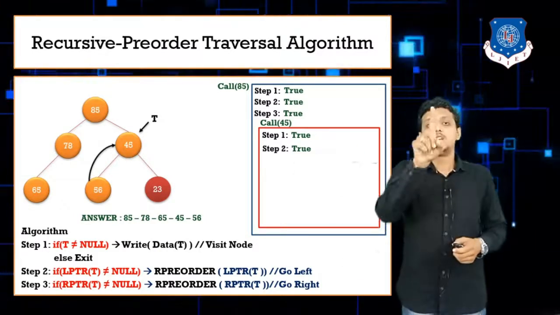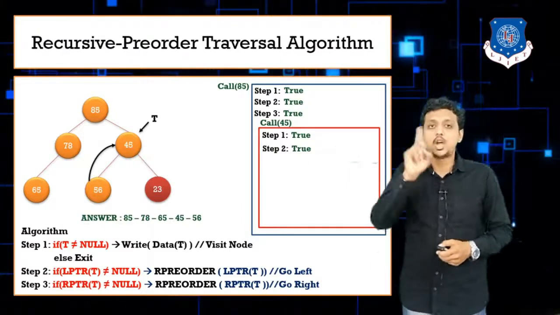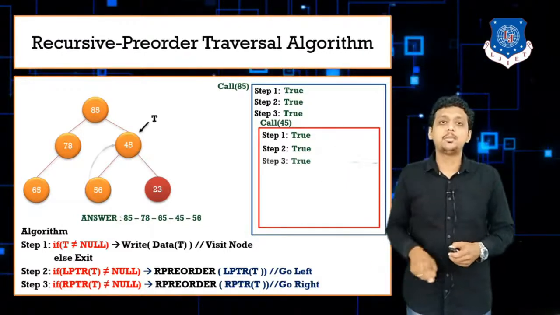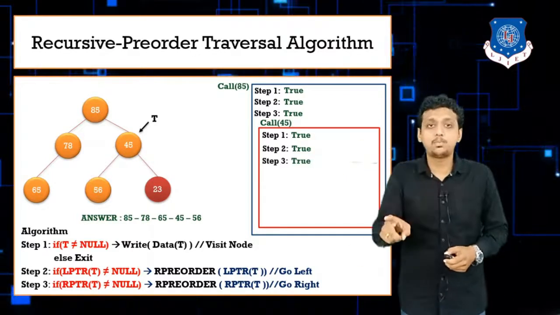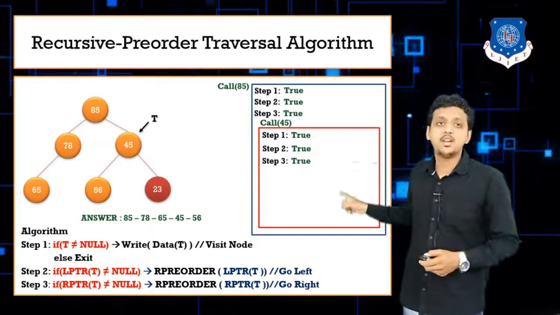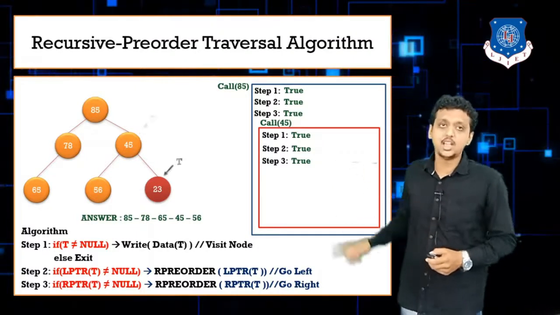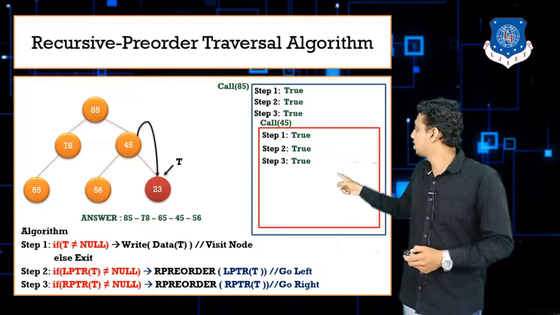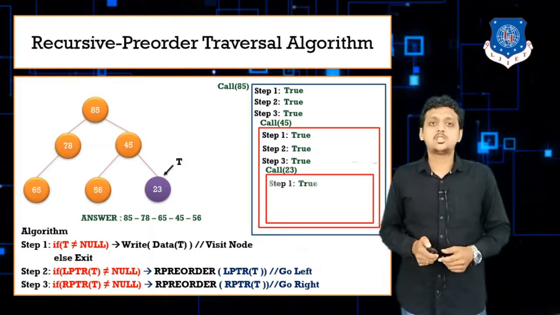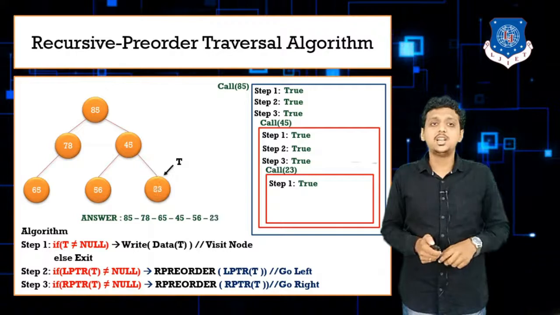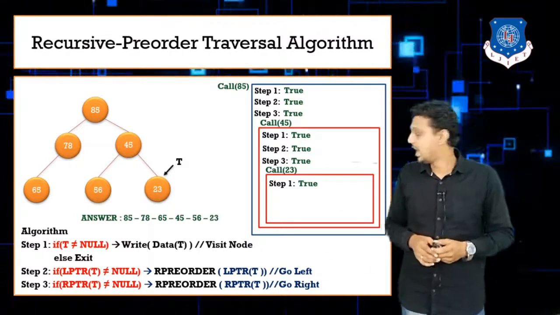Fine. Now if you can see, only 2 steps are completed for 45. So I need to complete one more, that is step number 3. That becomes true because 45 has a right child. That means we have 23. So we need to apply the function call for 23. So here is the block for function call 23. Step number 1, just write down the data. So I'm just visiting 23 and adding it to the answer bucket.